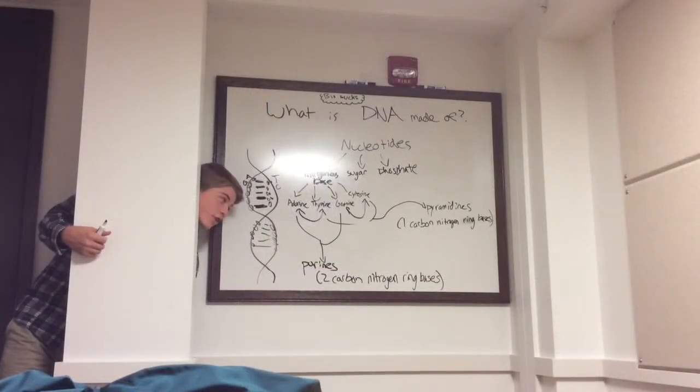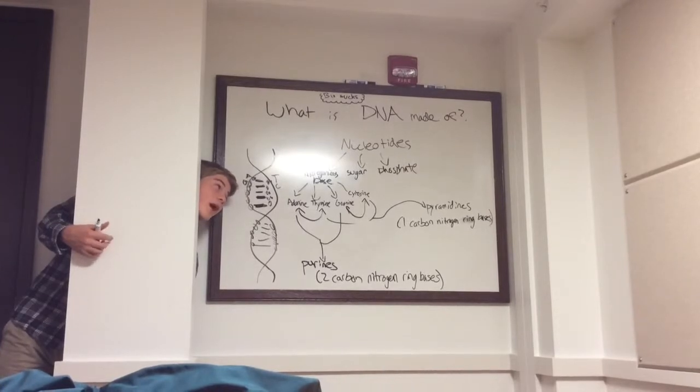So purines are two carbon nitrogen ring bases, and adenine and guanine are purines, and pyrimidines are one carbon nitrogen ring bases, and thymine and cytosine are pyrimidines.